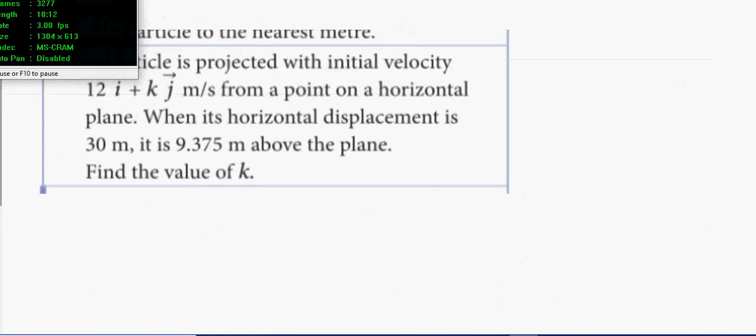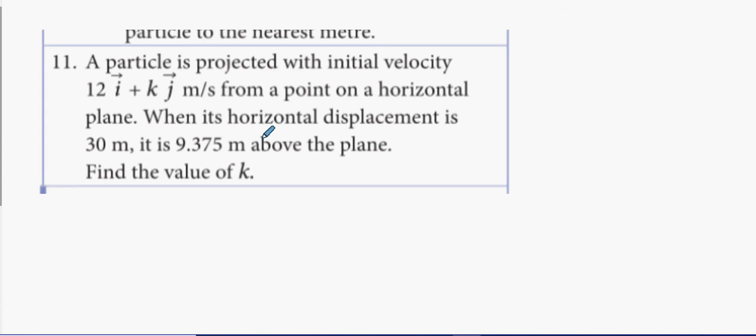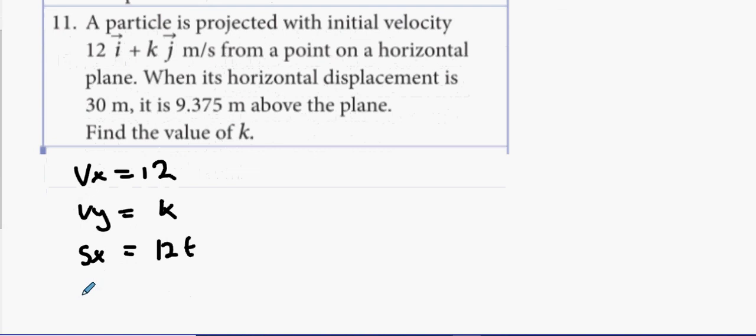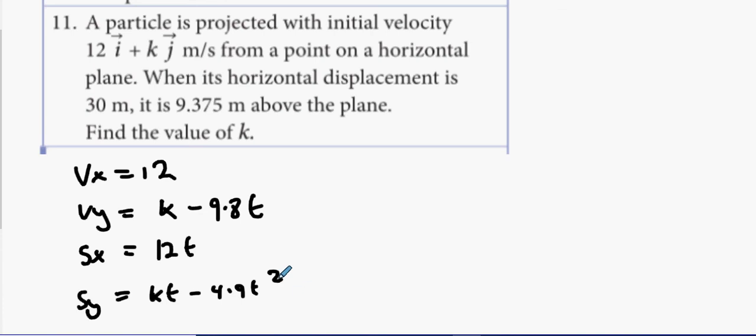In your Px equals 12, Py equals A, Sx equals 12T, Sy is Kt, oh sorry, K minus 9.8T, because Py is going against gravity. So Kt minus 4.9T squared. Everybody get those four formulas?